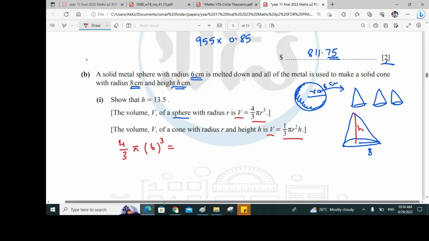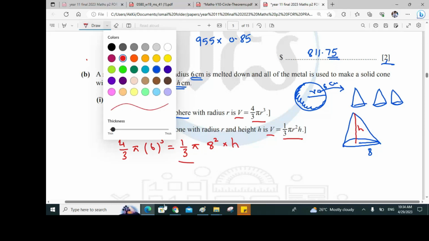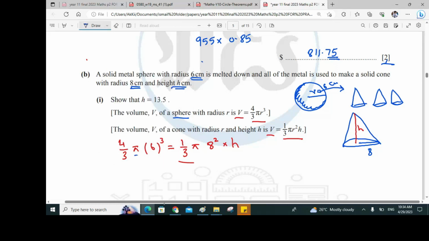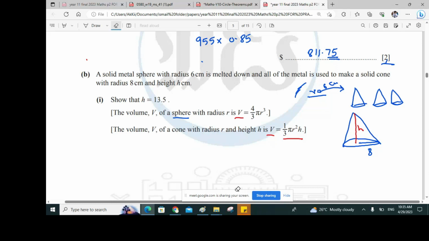Its formula is 1/3 pi r squared h. What is r? It is 8, so 8 squared, multiplied by h. h is not known, so h can be taken as it is. You can solve it with a calculator. Some of my members do this calculation separately. What I need to do is give you the idea that pi is always, I'm repeating the question, don't you worry.